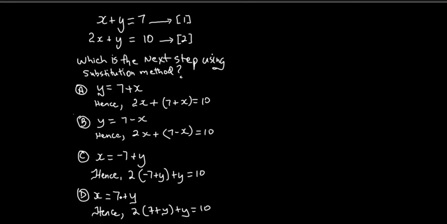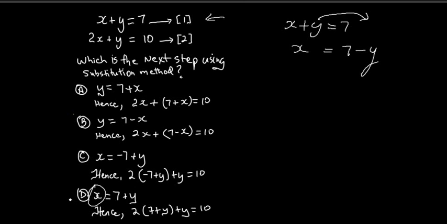Okay, we make x the subject, and let's look at equation 1: x plus y equals 7. We can clearly see that they made x the subject, so let's make x the subject, and we're going to transpose the plus y, so x is equal to 7 minus y. Let's look at what we have for D: x equals 7 plus y. So we can clearly see that D will be out, because this is not 7 minus y, this is saying 7 plus y, so that's out.